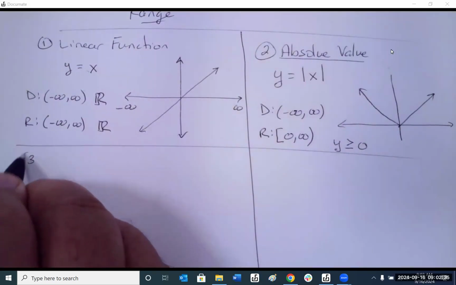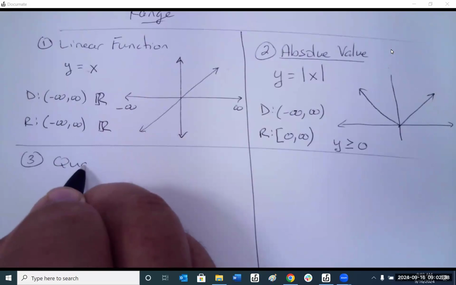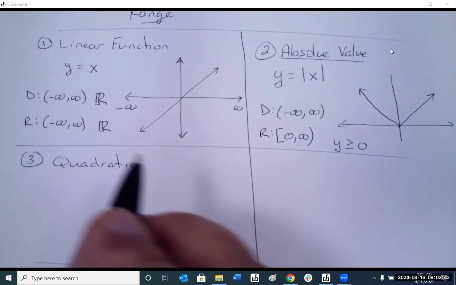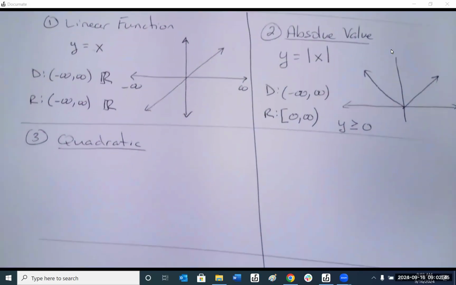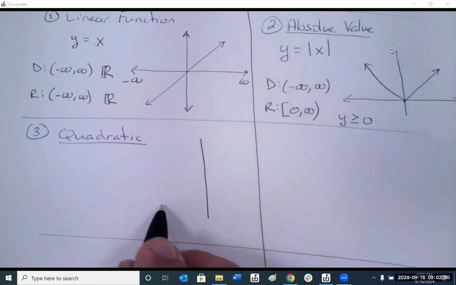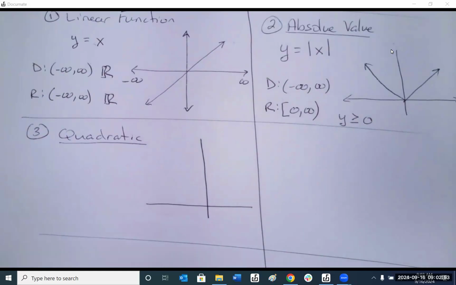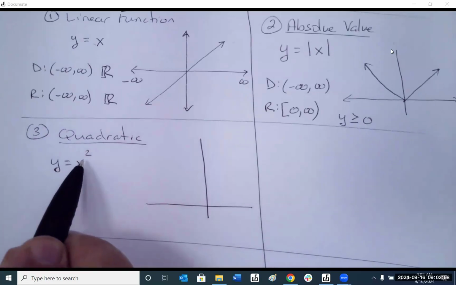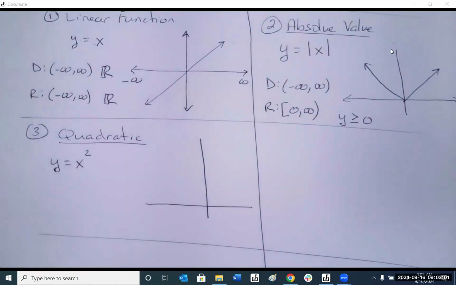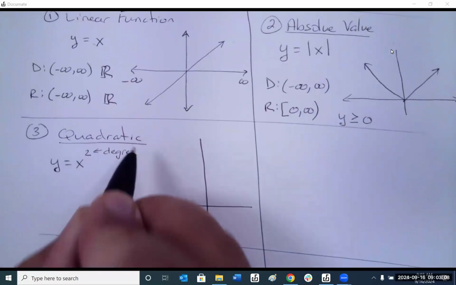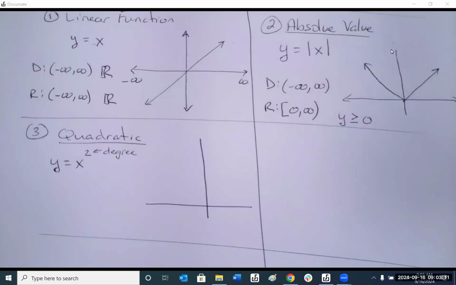The third one is the quadratic function. I'm not going to write the word functions as extra writing. It looks like this. We know a function is quadratic if the biggest exponent is 2. We call that the degree of the equation.